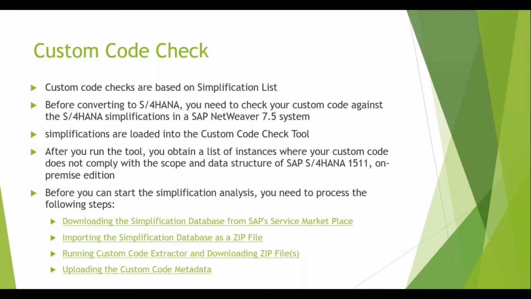Okay, so before you perform these checks on your production system, it will be good if you do these things in the production copy. Anyways, you need to download the simplification database, upload it into your SAP system, and then run a report which will provide you the complete information of the impacted custom objects.